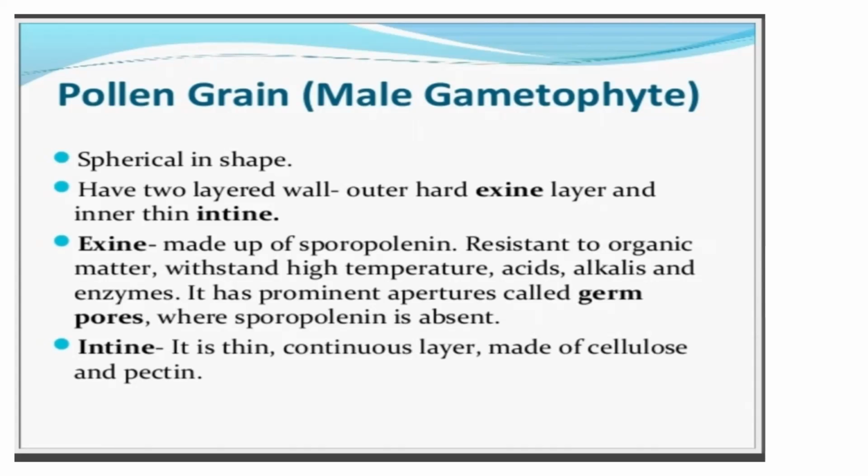So it has prominent apertures, called germpores, as I told you. Where sporopollenin is absent, those places are the apertures present in the exine layer. The intine is a very thin, continuous layer, uniformly made of cellulose and pectin.